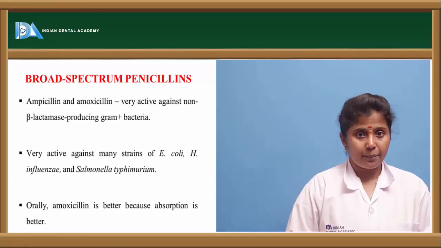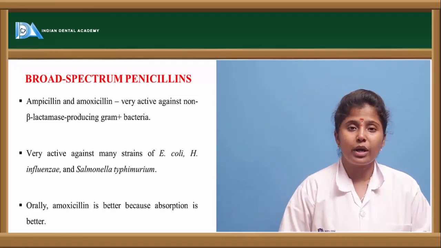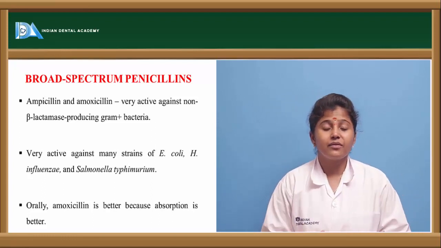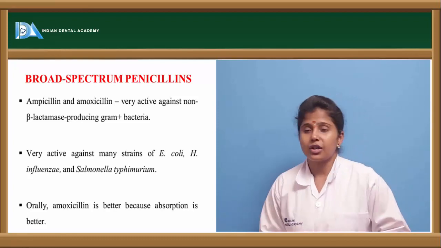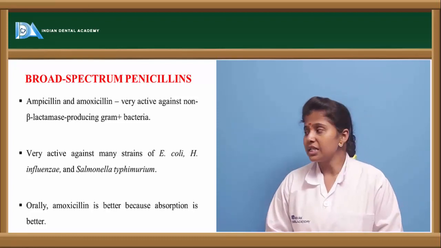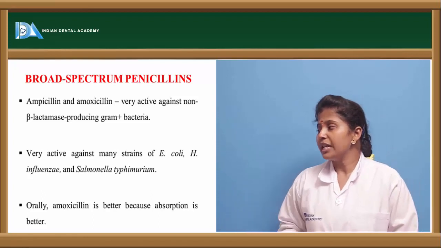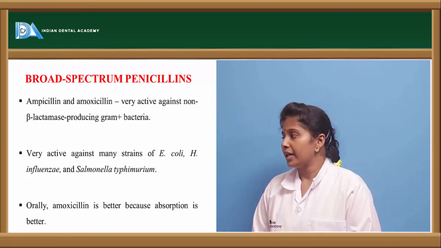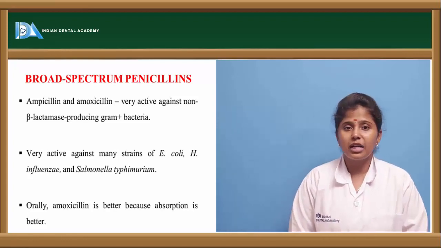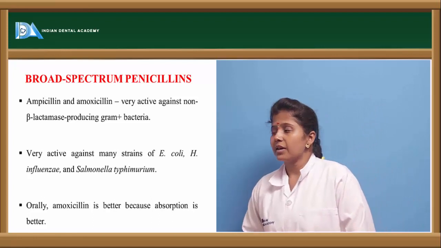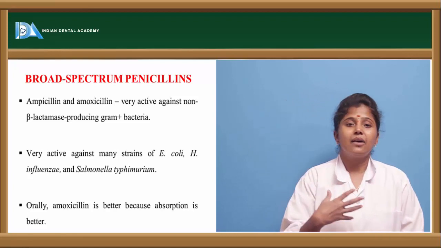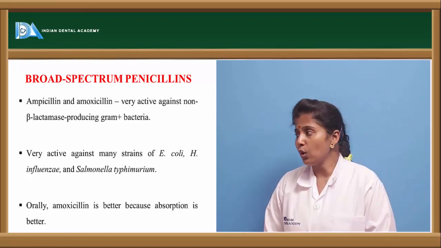Let us see the broad spectrum penicillins. Broad spectrum penicillins include amoxicillin and ampicillin. These are very effective, and they are non-beta lactamase sensitive. They are very effective against gram-positive bacteria, and very active against many strains like E. coli, Escherichia coli, Haemophilus influenzae, and Salmonella typhimurium. These are well absorbed orally. Mostly they are given through the oral route, and amoxicillin has better absorption when compared to ampicillin.